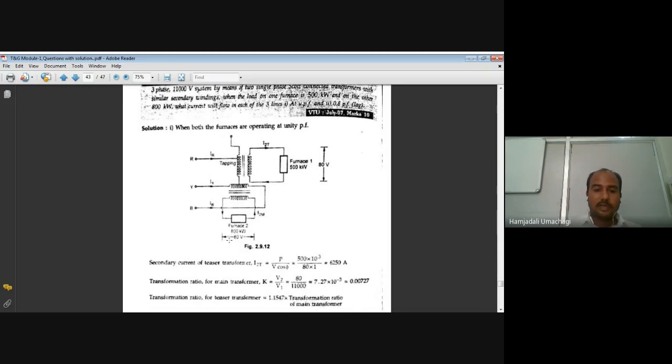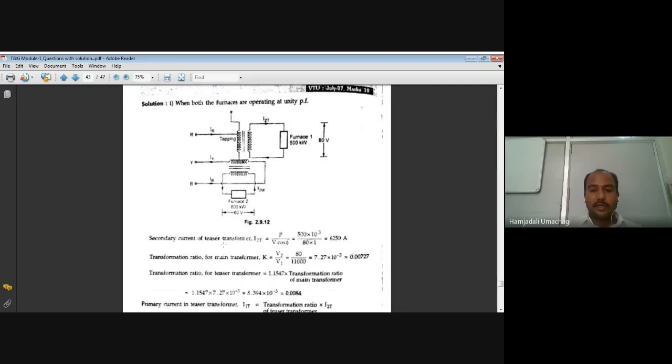Now first we will calculate the secondary current of the teaser transformer, I2T. I2T is given by P by V cos φ. Power here is 500 kilowatt, 500 into 10 raised to 3, voltage is 80 and cos φ is 1. So the secondary current of the teaser transformer I2T is equal to 6250 ampere.